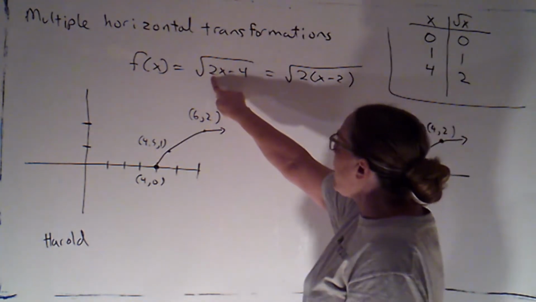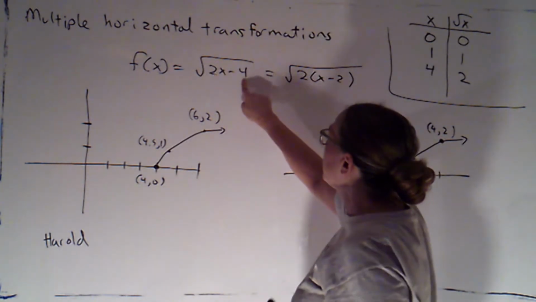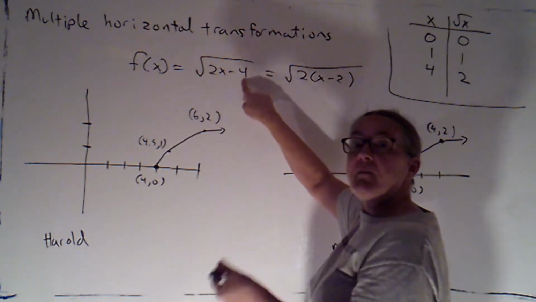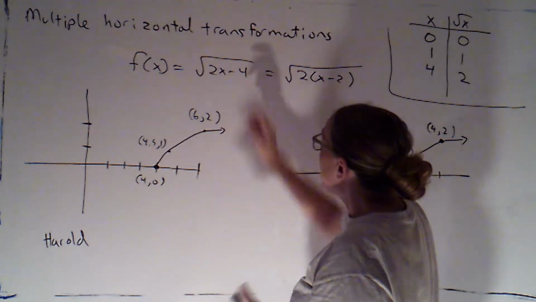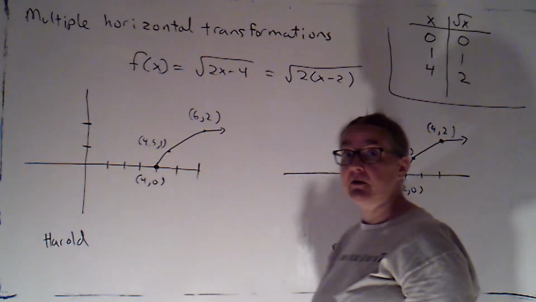Maud looked at this and he said, oh, we're multiplying by 2. I know that's going to be a horizontal shrink. And we're subtracting 4. That's going to be a shift. So what he did is he did a shrink and then translated 4 units to the right.